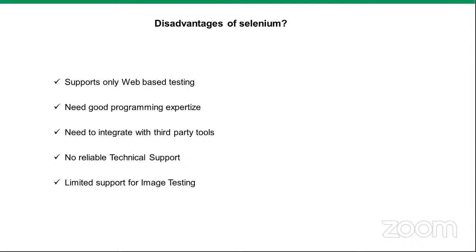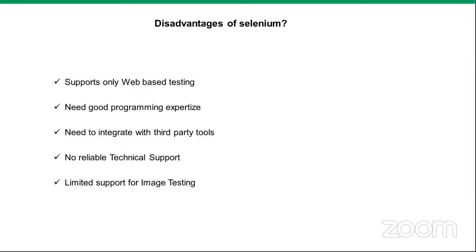Now, what are the disadvantages of Selenium? Selenium also has disadvantages. The main disadvantage is that it supports only web-based testing. You can only perform automation activities on the web part. There are tools which support web, API, and database. Selenium only supports what we see on the screen, any automation that can be performed on the web UI. That can be automated using Selenium.